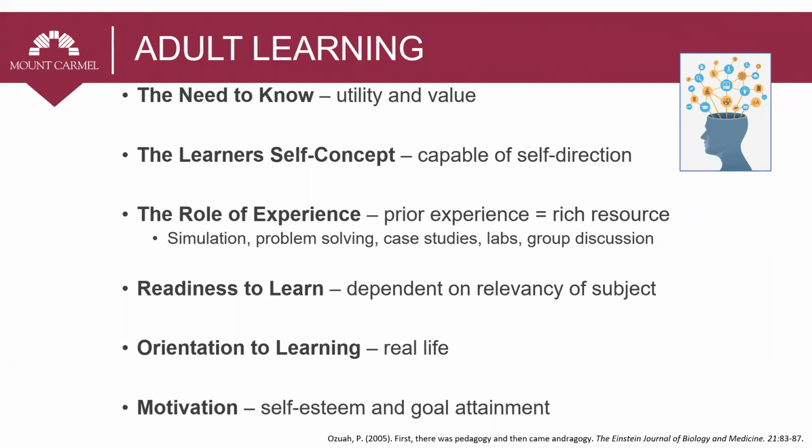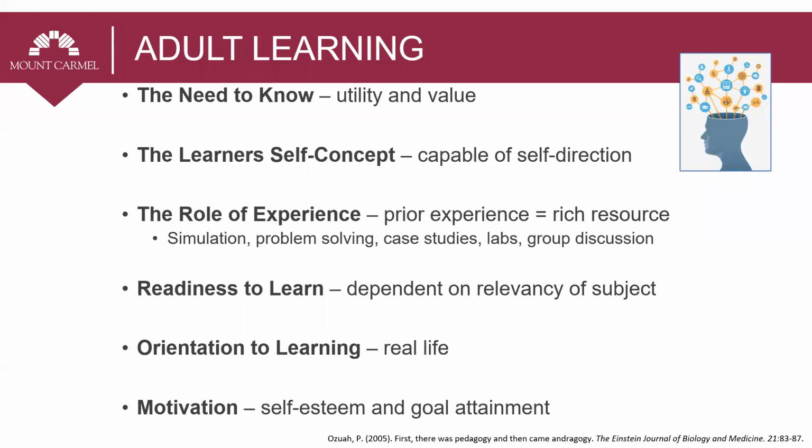Next, the adult learner is self-directing and autonomous. Wouldn't you agree? We have a deep psychological need to be seen by others as being capable of this self-direction. The role of the experience is the third principle, showing that adults have prior experiences. We all do, right? It's a rich resource to capitalize on. So here's where simulation, case studies, labs, and group discussions enter for the adult learner. Readiness to learn is certainly dependent on relevancy of the subject for the adult learner. And what healthcare worker isn't affected by sepsis? I think there's quite a bit of relevance for us all.